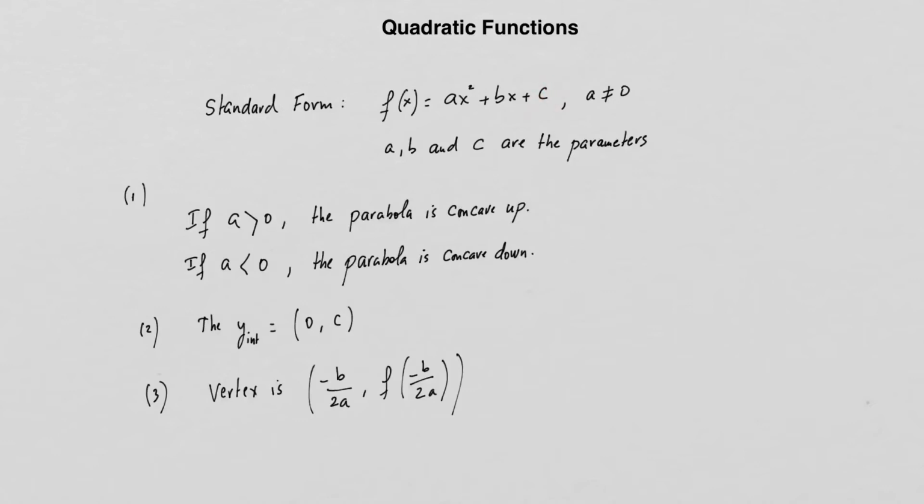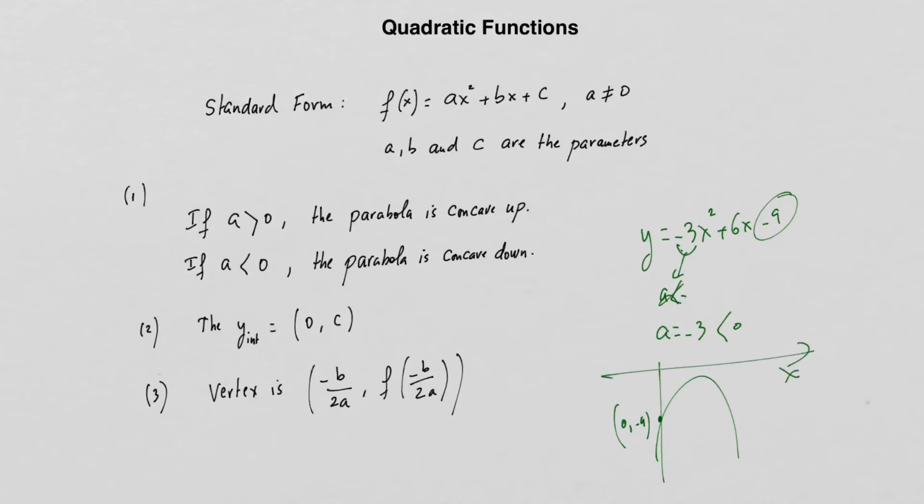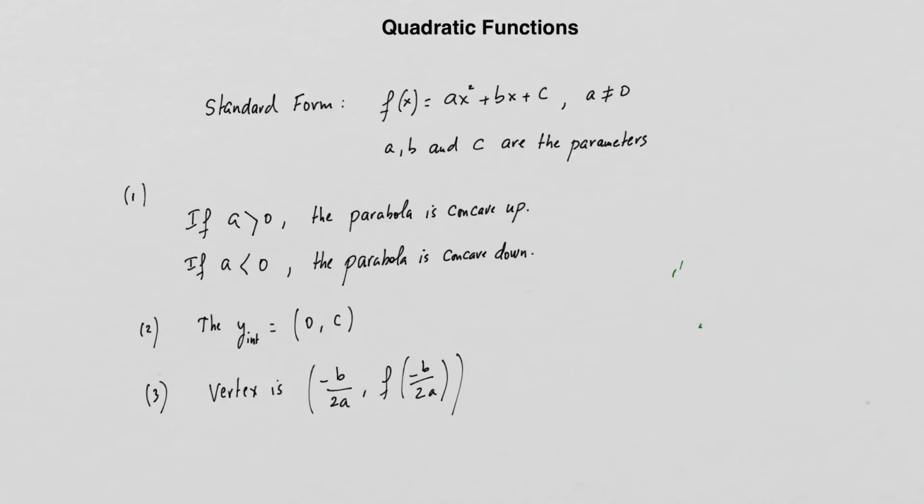For example, let's say I have -3x squared plus 6x minus 9. I already know 2 facts. 1, because a is -3, which is negative, we know the parabola is facing down. Second fact, the y-intercept is -9, so the function hits the y-axis at (0, -9). You already know those two facts. So we know what c stands for, and c only plays this role.